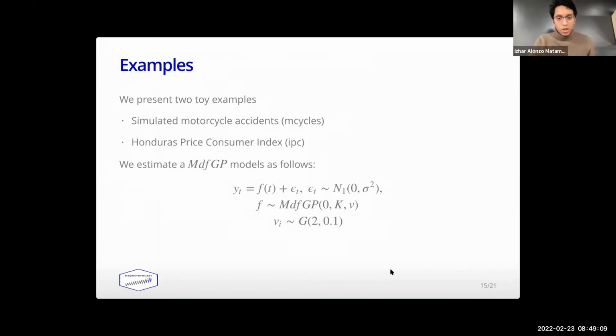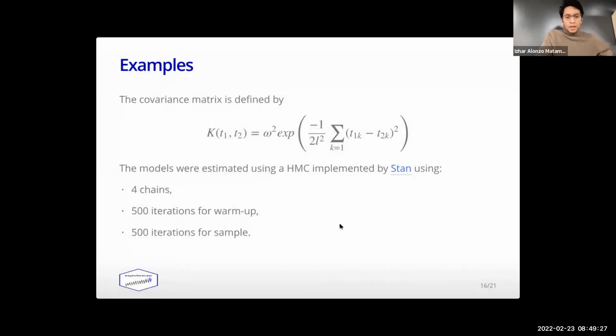So now, really fast, I'm going to talk about some applications. In this case, we're going to talk about these two data sets. We're going to apply our regression models, where F will follow the multiple degrees of freedom Gaussian process. And for every degrees of freedom, or every lambda, we're going to give an inverse gamma distribution with 2 and 0.1. The covariance matrix that we're going to use is a simple covariance matrix, and we're going to implement this using Hamiltonian Monte Carlo.